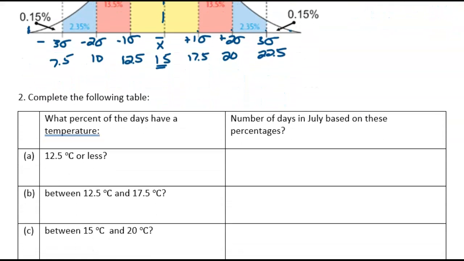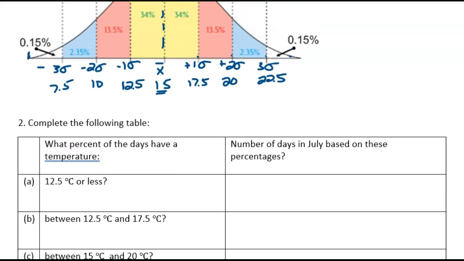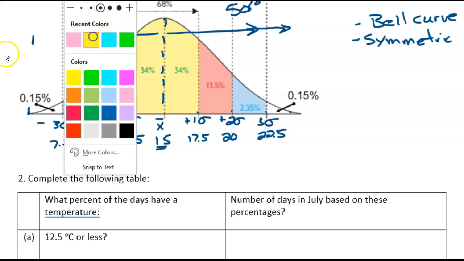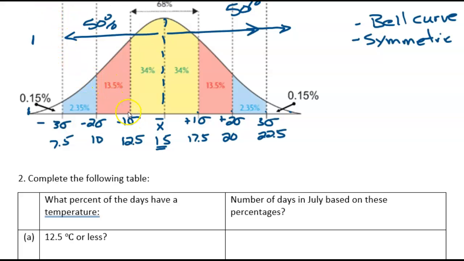And then you complete the following table. So what percent of days have a temperature of 12.5 degrees or less? So you find 12.5 degrees, and here 12.5 degrees is here. So what percent of days are here? So from this point down, that's a matter of adding your values. So you look at the percentages. You have 13.5, 2.35, and 0.15. Or, if you add them together, 16%.